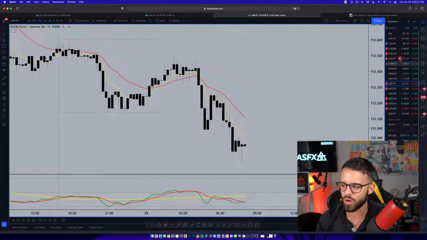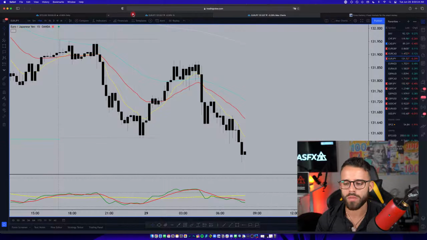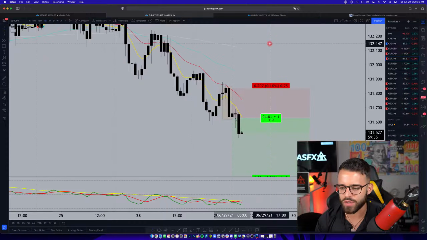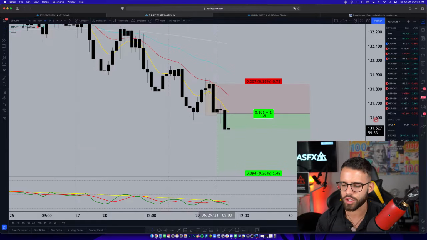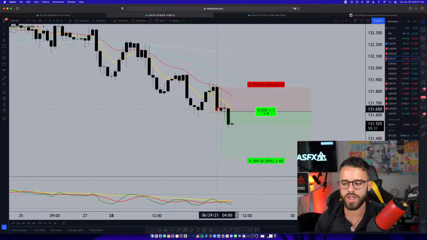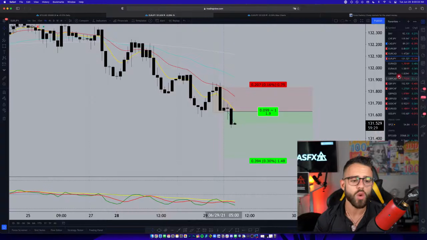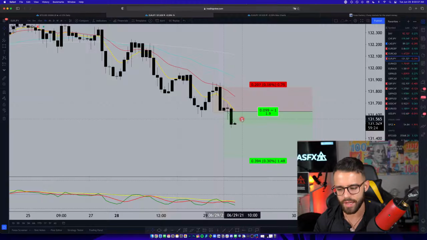GBP JPY has been holding the 8 EMA. Euro JPY is on my watch list today because the 15-minute looks very bearish, and I'm watching this swing position here on the 1 hour to see this come lower. So I think you're going to see Euro JPY continue down, which kind of aligns with Euro USD coming down. So I think you might want to watch this with me in the next couple of hours, in the next couple of days.